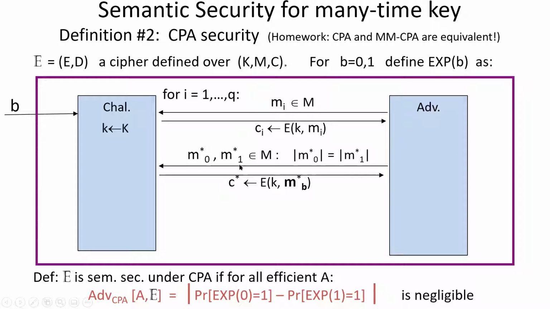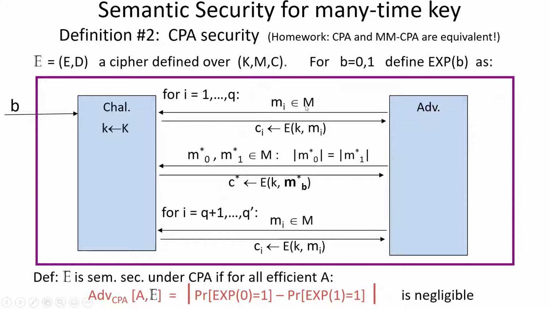So M0 star, M1 star. And now finally this bit b is in operation. Just like in the indistinguishability notion, he gets a ciphertext, which is an encryption of either this or that. And the chosen plaintext attack queries continue. So he can specify new messages and gets to see their encryptions again. At the end, he has to output the bit as before. Okay, and we define security in the same way.